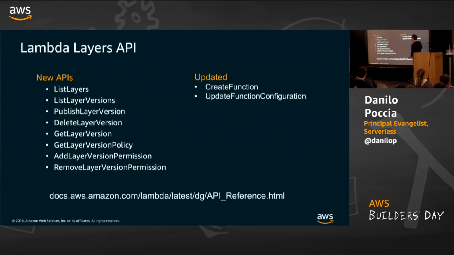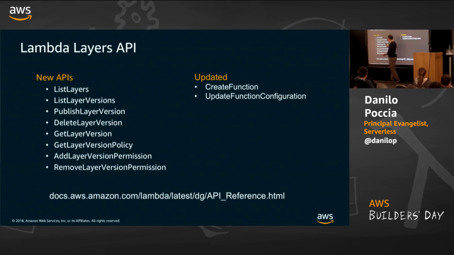To use layers, we also needed to update and add new APIs to the Lambda platform. The create function and the update function configuration now accept this list of ordered layers, up to 5 layers. And then we have some APIs to manage the layers. So you can list the layers in your account. You can see the version of a layer. You can publish a new layer version. This is the API to create something new.